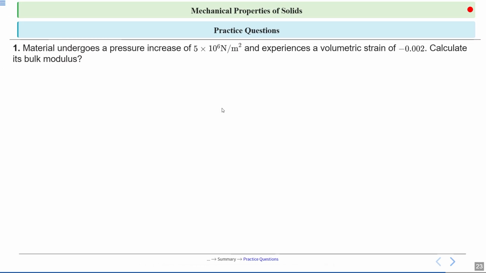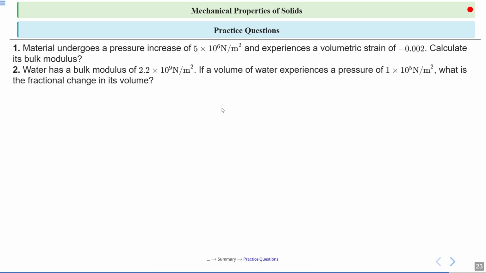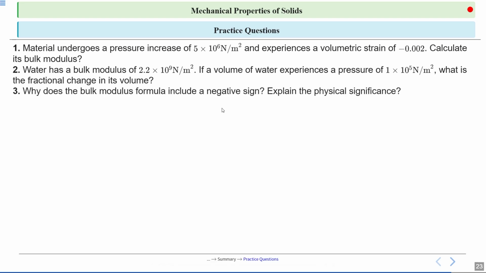Now we have some practice questions. First, a material undergoes a pressure increase of 5 into 10 raised to the power 6 Newton per meter square and experiences a volumetric strain of minus 0.002. Calculate its bulk modulus. Second, water has a bulk modulus of 2.2 into 10 raised to the power 9 Newton per meter square. If a volume of water experiences a pressure of 1 into 10 raised to the power 5 Newton per meter square, what is the fractional change in its volume? Third, why does the bulk modulus formula include a negative sign? Explain the physical significance.